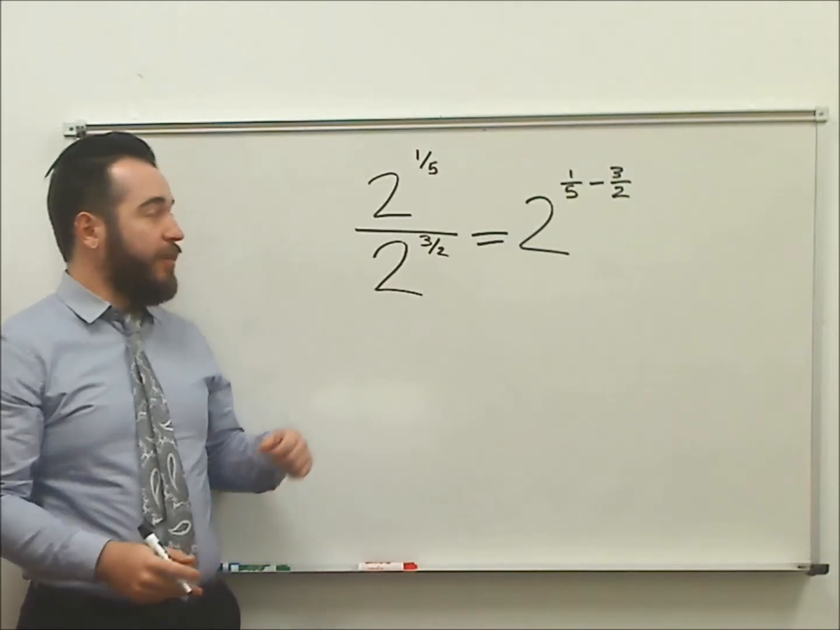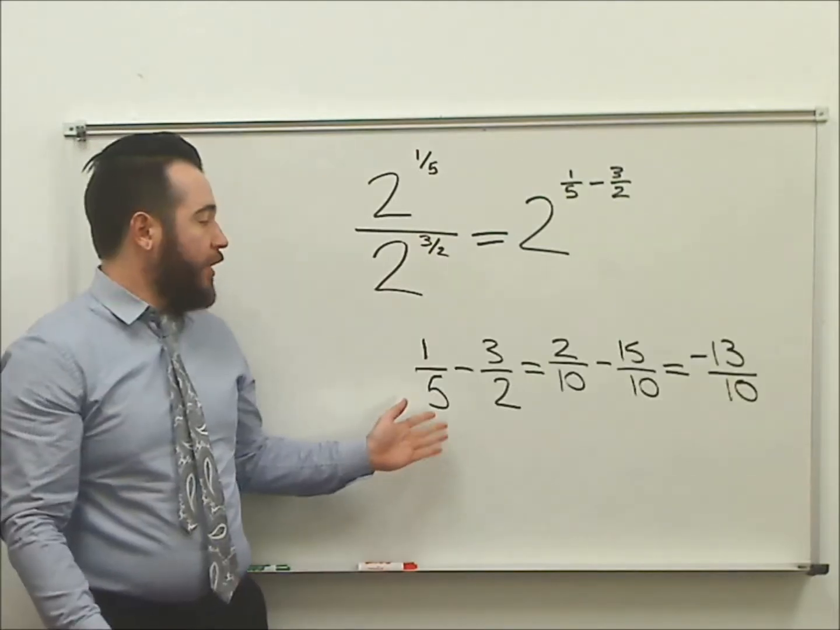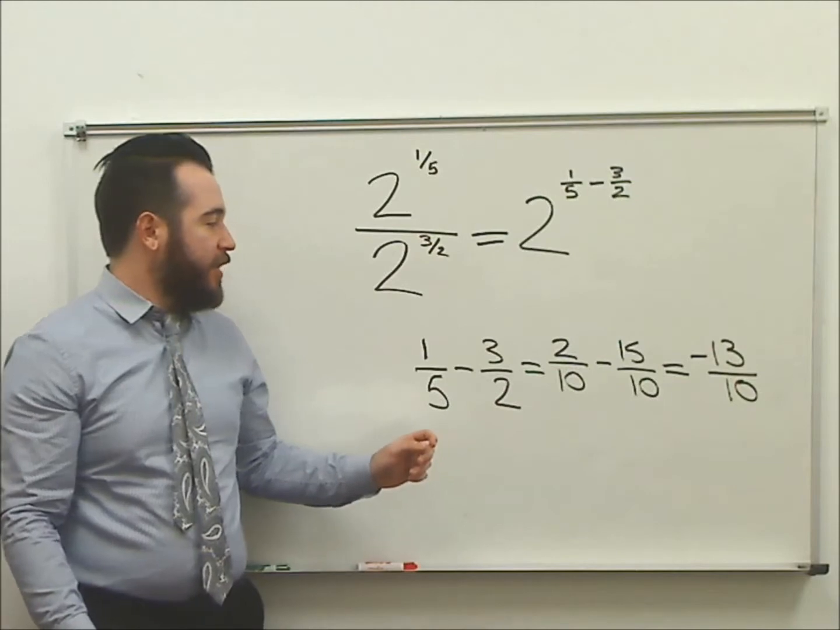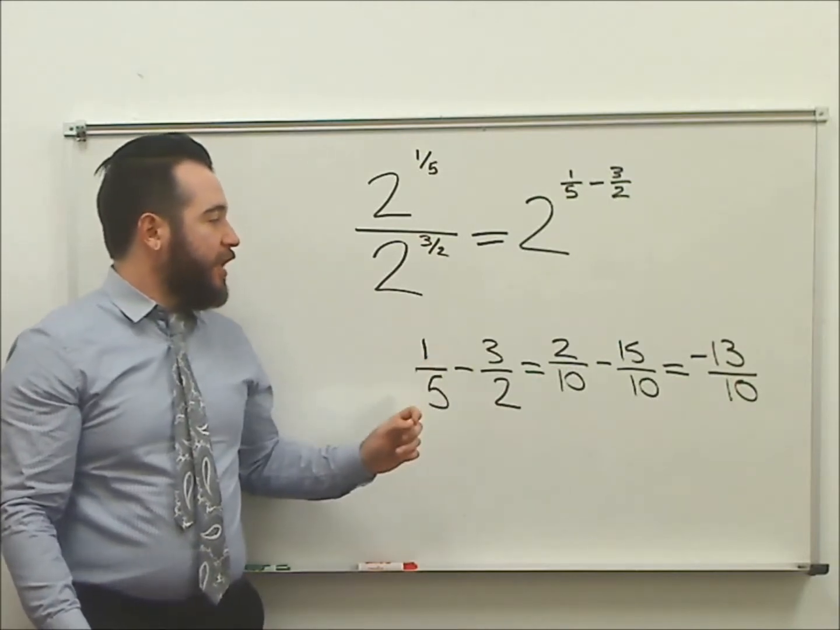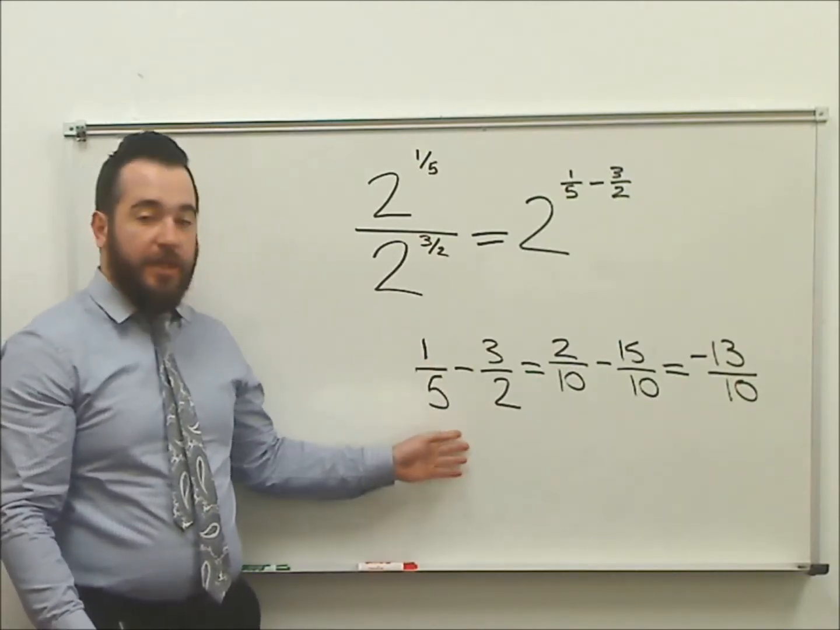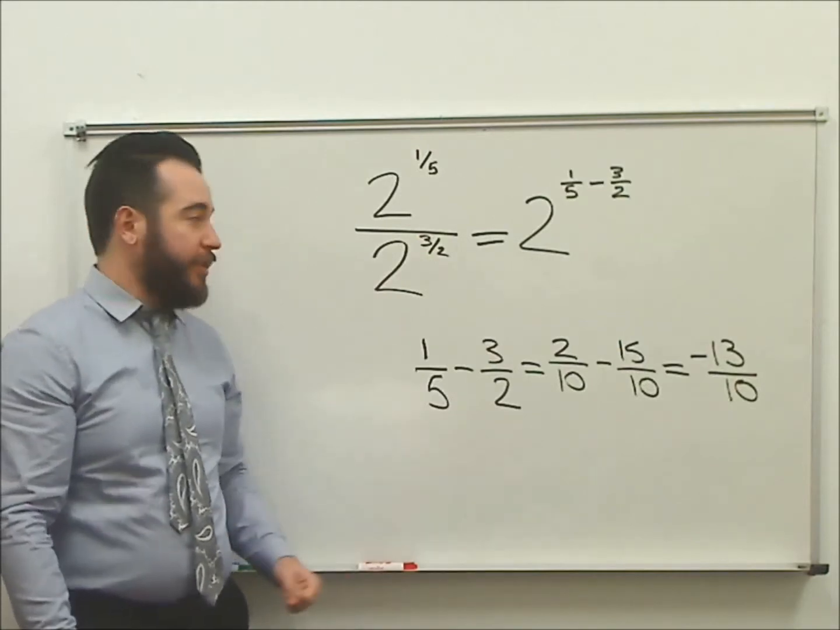So let's do 1/5 minus 3/2 real quick. There we are. We've got 2/10 minus 15 over 10 equals negative 13 over 10. Just getting a common denominator and doing the operation.